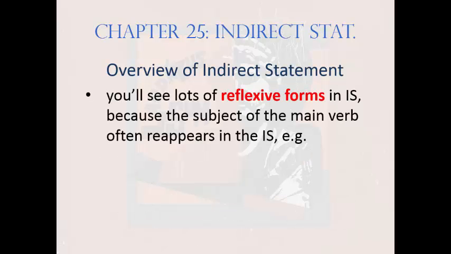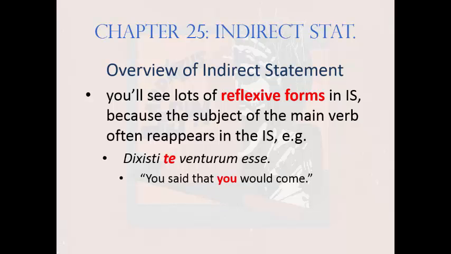Finally, you're going to see a lot of reflexive forms in indirect statement. It's one of their major uses, especially as the SIS, subject of indirect statement. So get ready for them. And remember, reflexives reflect nominative, not accusative subjects. Or at least that's the rule. For example, dixisti te venturum esse. You said that you would come. The same you is doing the saying and future coming. So the second you, the one in indirect statement, is reflexive.